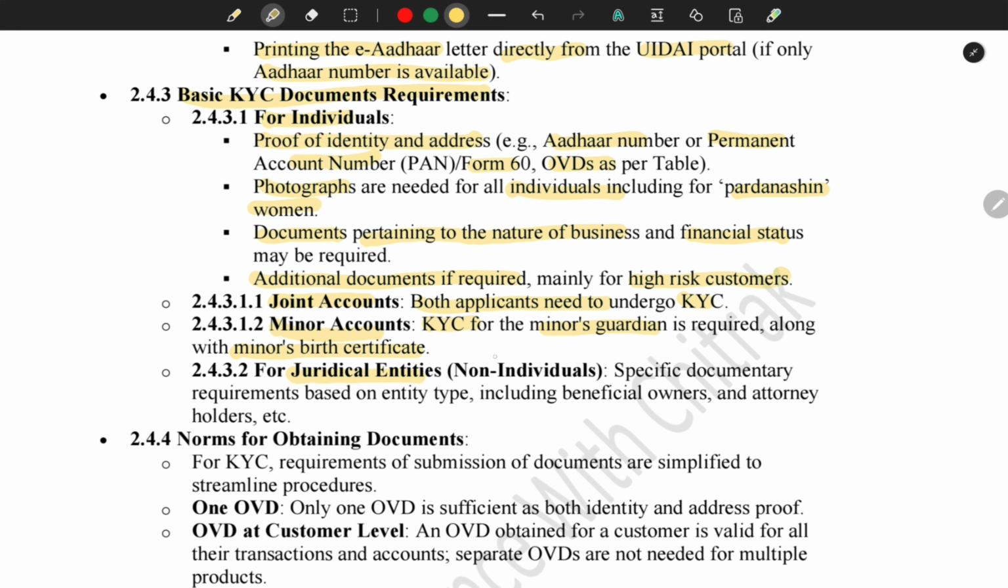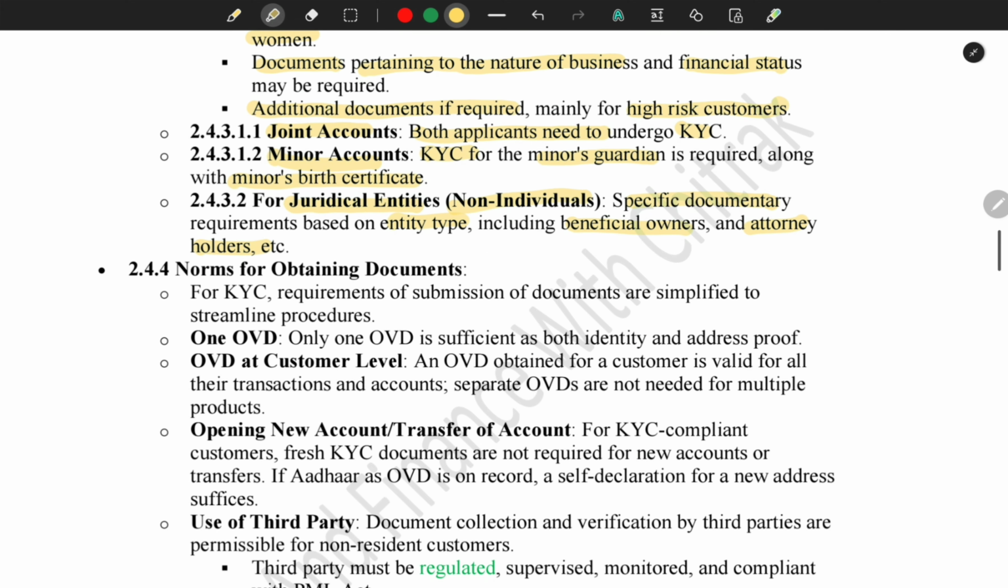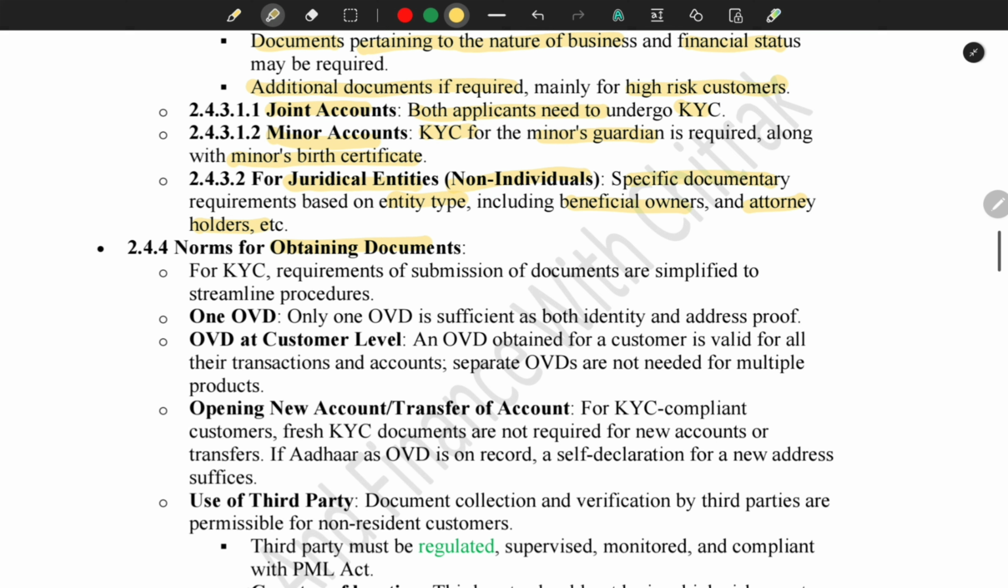For juridical entities or those who are non-individuals, specific documents are required based on the entity, including the beneficial owner or the proprietor of a partnership firm or anyone, and also the attorney holders, etc. What are the norms to obtain these documents? For KYC, the requirements of submission of documents are simplified to streamline the procedures. If you take the Aadhaar, then it is sufficient as both identity and address proof.